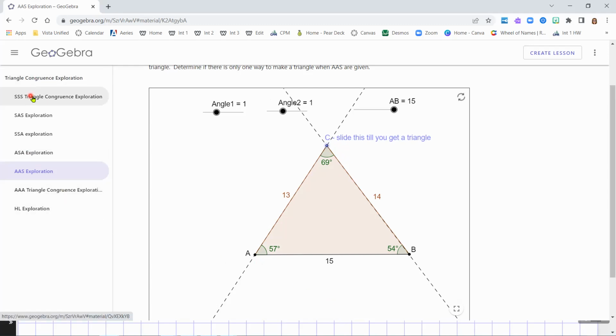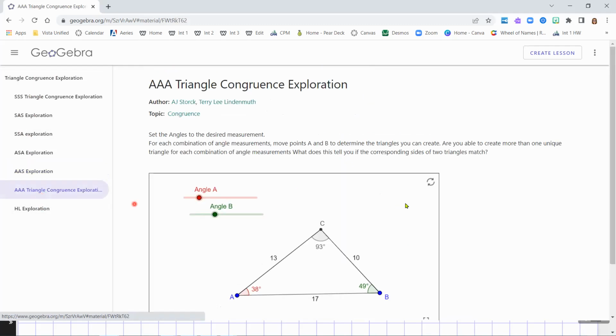So side, angle, side works. Side, side, angle does not work. You need the angle in between the two sides. Angle, side, angle works. Angle, angle, side works. Then we're going to try angle, angle, angle.